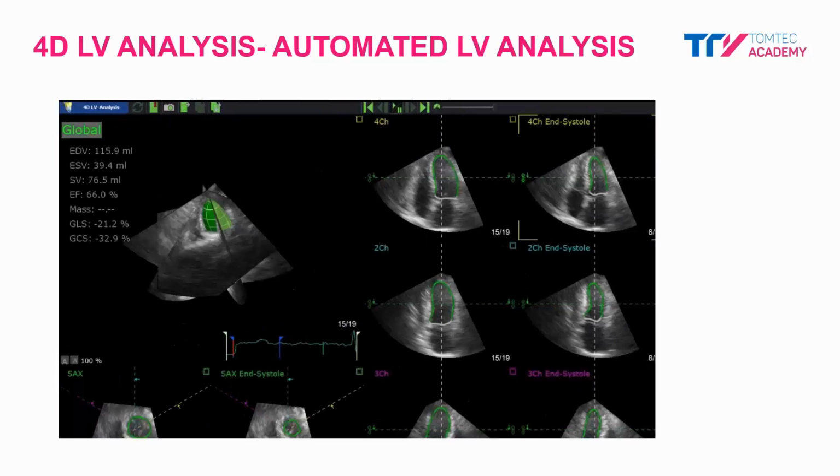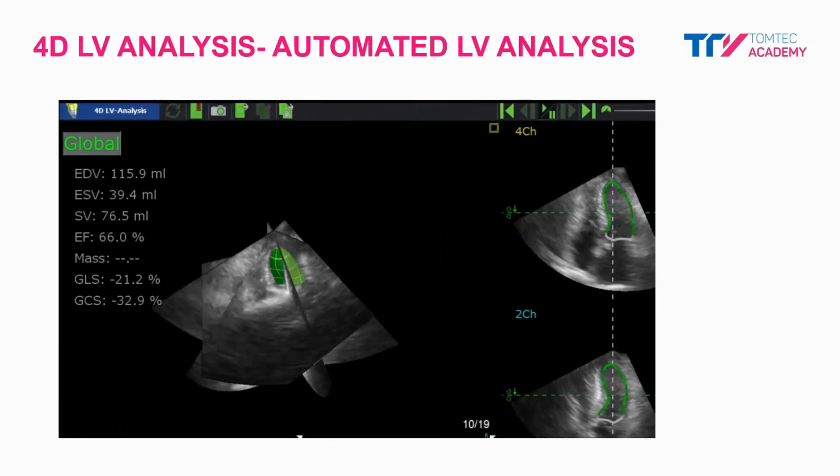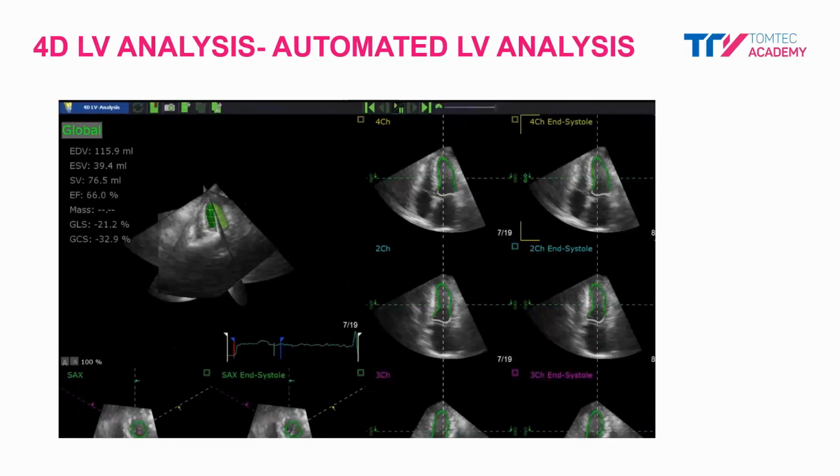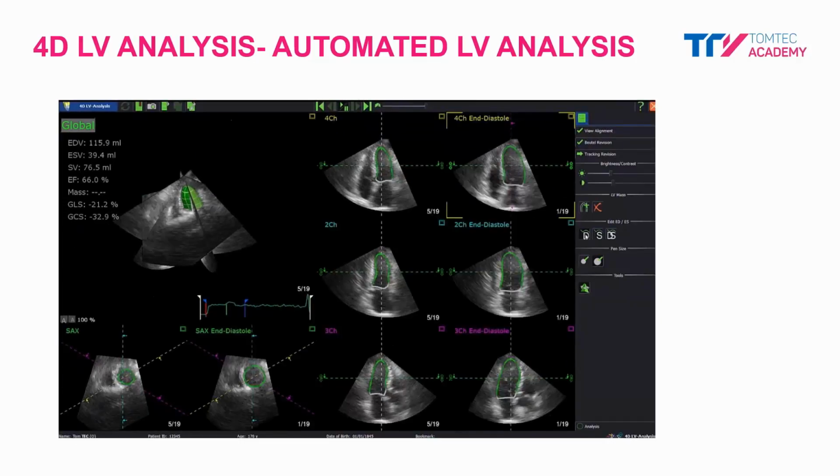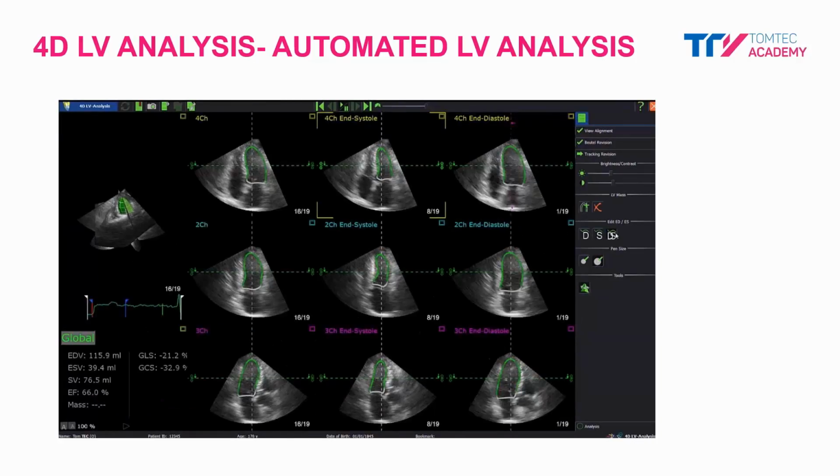In tracking revision, all data can be seen in the upper left-hand corner that does include both the global longitudinal and the global circumferential strain. Layout options include diastole, systole, and both diastole and systole. Of course, editing can be performed when needed.